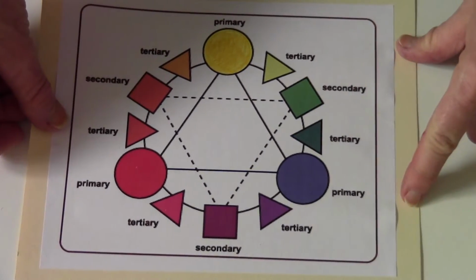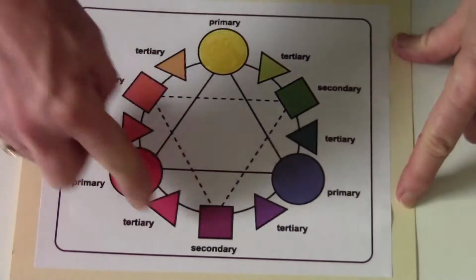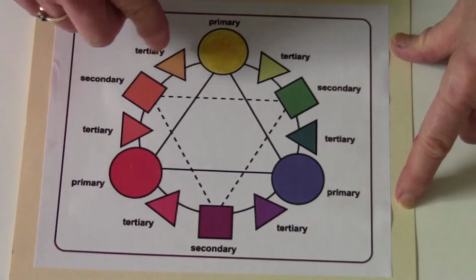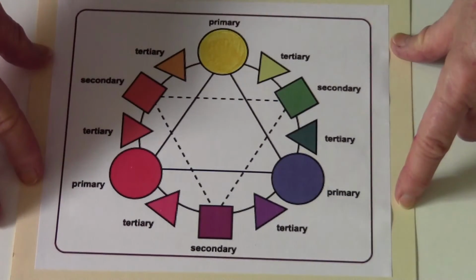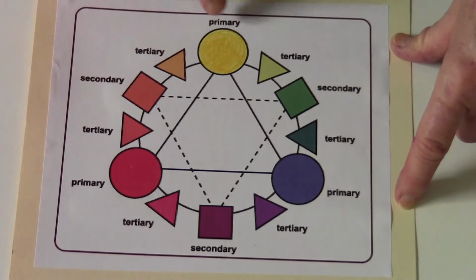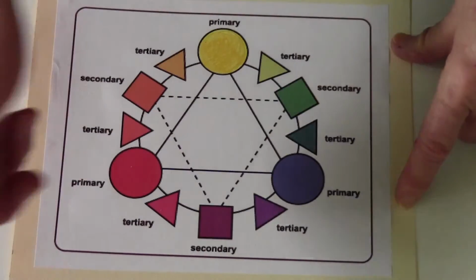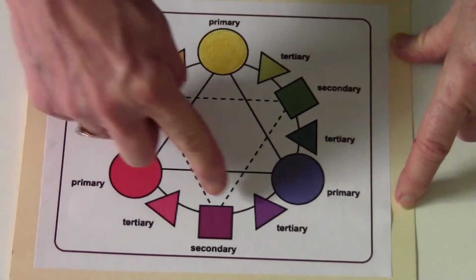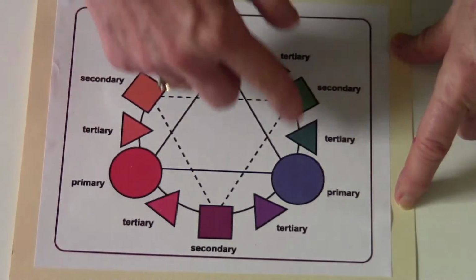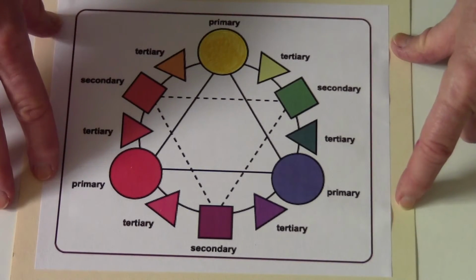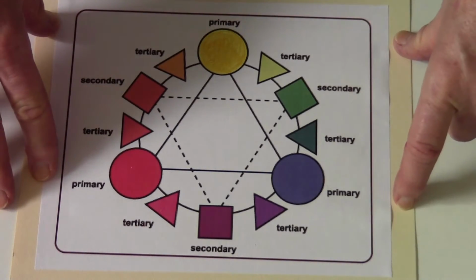A color wheel is basically all of the colors, and they are arranged in what we call color spectrum order. And it doesn't matter if you start with yellow at the top or blue at the top or red at the top. As long as they are arranged in color spectrum order, it's considered to be a color wheel.